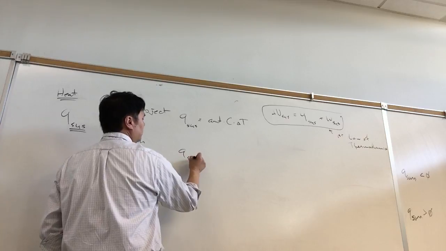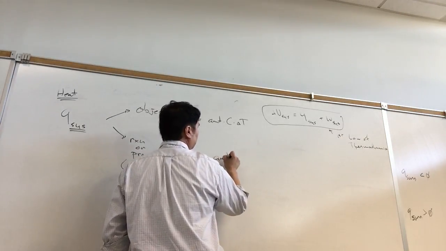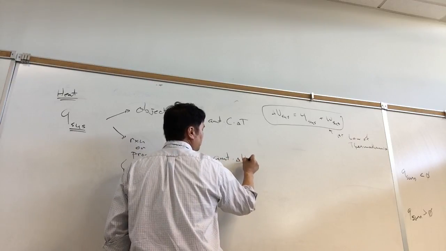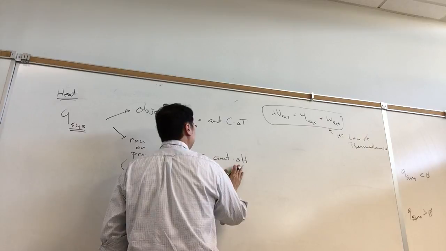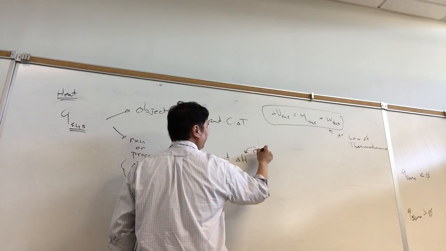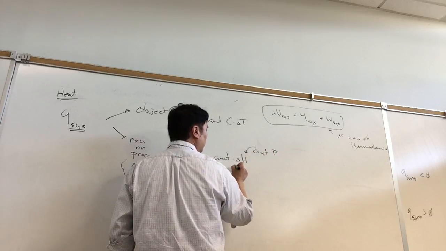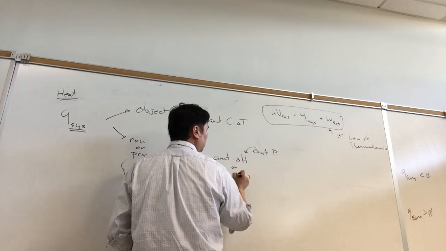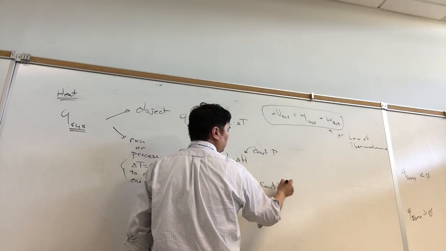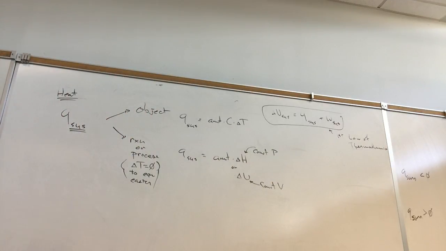And so Q of the system, when we're dealing with a reaction or process, is going to equal the amount times what we call delta H. Actually, I'm going to jump ahead. We call it delta H at constant pressure, or we call it delta U at constant volume. Just to give you a little preview.